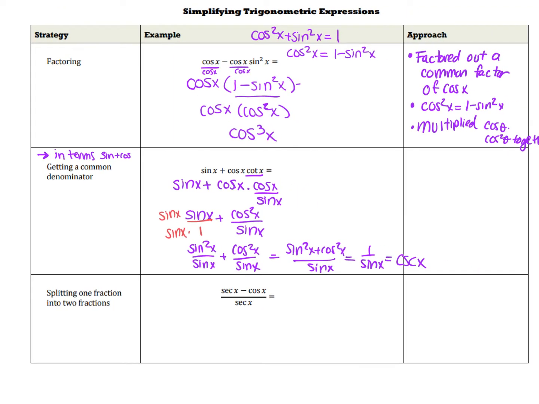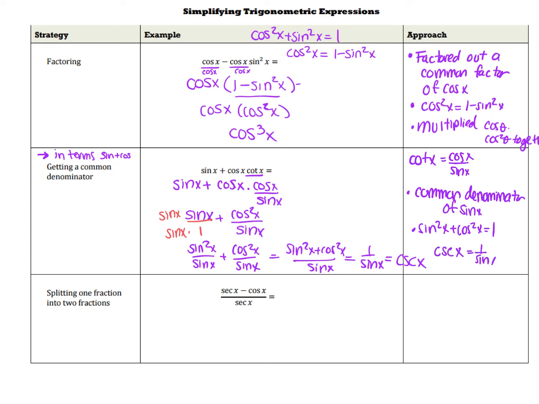So first we wrote cotangent in terms of cosine over sine. Then we got a common denominator of sine for the two fractions. Then we used that we know that sine squared plus cosine squared equals 1. And then we know that cosecant is equal to 1 over sine.